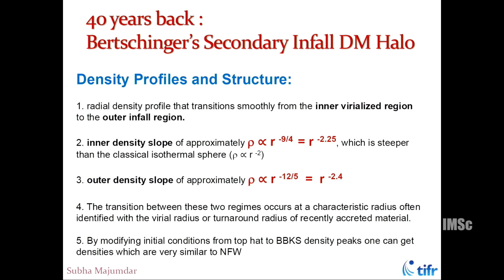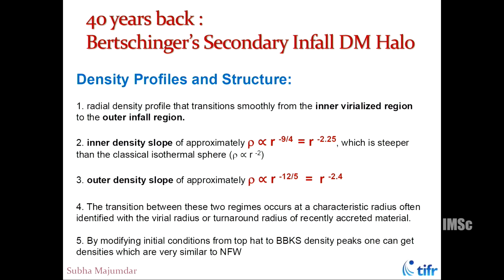The radial density profile smoothly transitions up to the virial radius and slightly changes after that. Within the virial radius, there is a constant slope of -9/4, which is steeper than the classical isothermal. And outside the virial radius, where there is this accretion, it has a slightly different slope, so it becomes a little steeper. And the transition is basically at this virial or terminal radius.